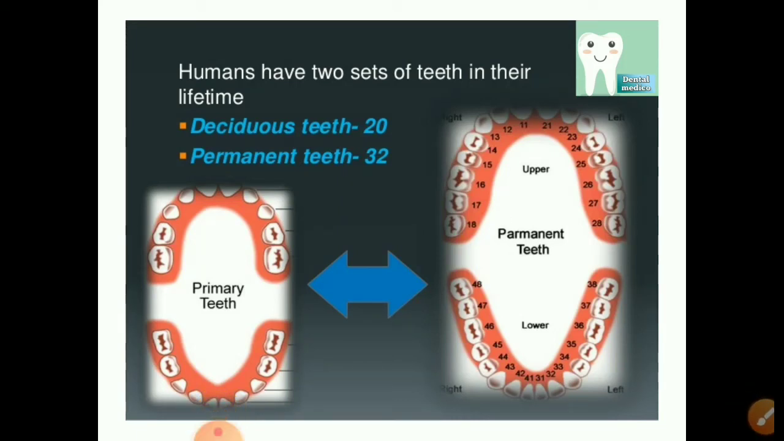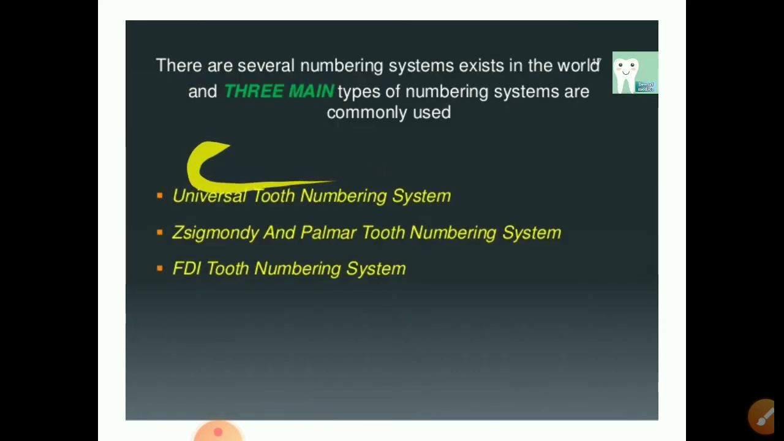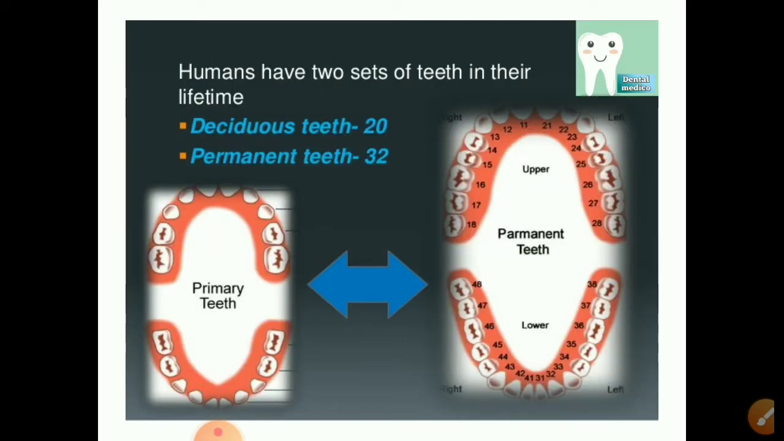So today I'm covering the tooth numbering system. Humans have two sets of teeth in their lifetime, deciduous teeth and then permanent teeth. Deciduous teeth are 20 in number and permanent teeth are 32 in number, because premolars are absent in deciduous teeth and molars are replaced by premolars in the permanent dentition.